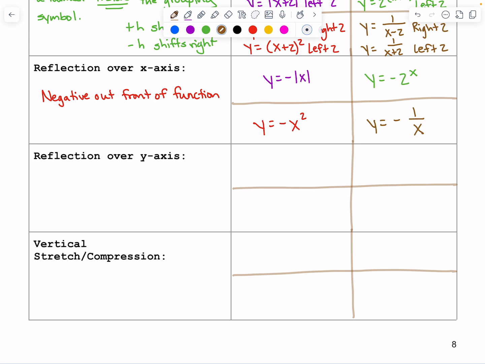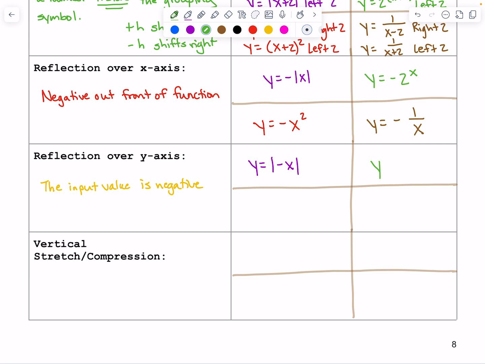For the next one, it says reflection over the y-axis. So that is when the input value is negative. So like the variable, normally it's our x value. So instead of the y value, like the front of the function, it's the variable itself. So for absolute value, it would look like y equals, and then the x that's inside there would be negative.